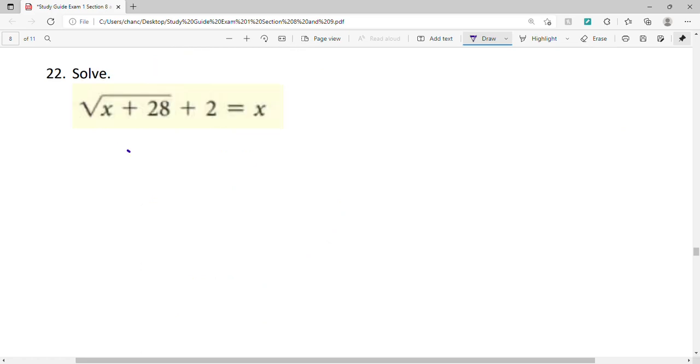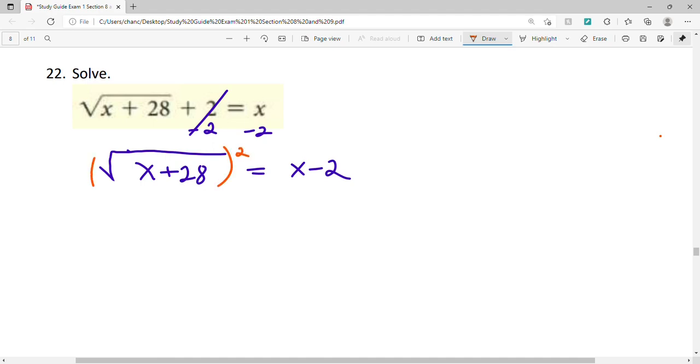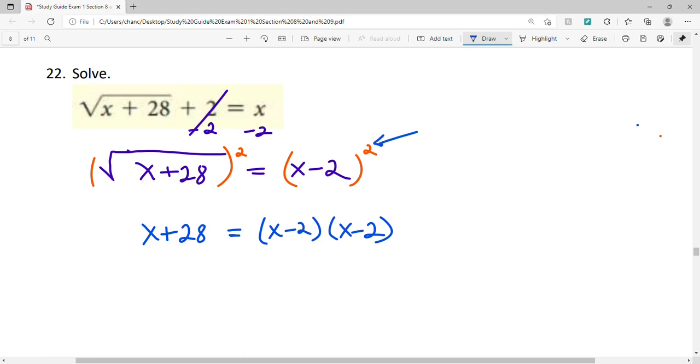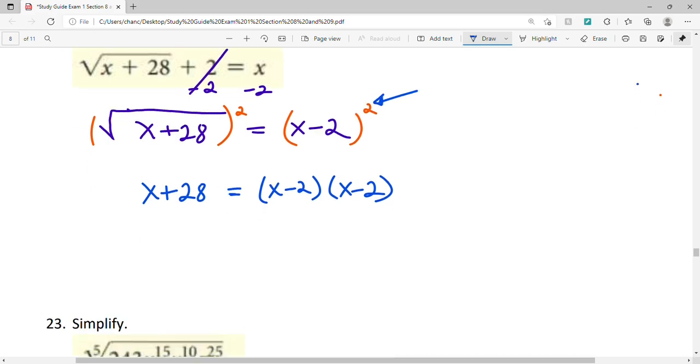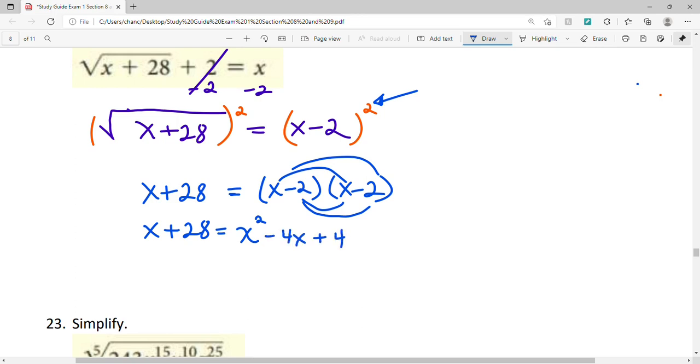In example 22, we'll start by subtracting 2 from both sides, isolating that radical. So I have the square root of x plus 28 equals x minus 2. That means I could raise both sides now to a power of 2. And so this simplifies as x plus 28 equals x minus 2 times another x minus 2. That's what it means when we're going to square something: multiply it by itself. So this simplifies to x plus 28 equals, we'll have to FOIL this out. Now I trust that you can FOIL this out on your own, and you should get x squared minus 4x plus 4. Do the work, FOIL it out to ensure you get the same thing.